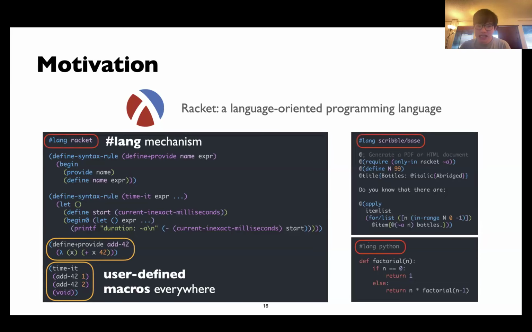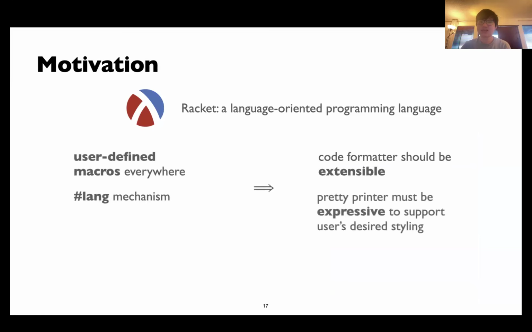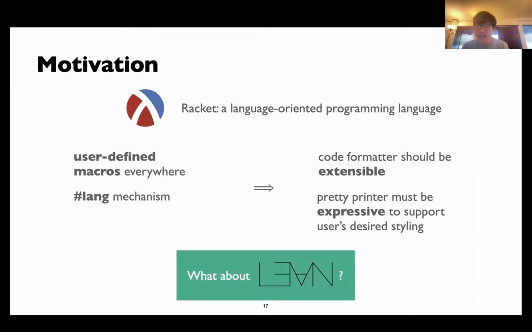There's also something called the hash-lang mechanism, which allows you to switch the surface syntax of the program. Again, you can create an arbitrary hash-lang with whatever surface syntax you want. So again, there are no predefined styles. What this means then is that the code formatter for Racket should be extensible. In particular, it means that the pretty printer must be expressive enough to support all these different styles that we may not anticipate. And so one question that might be worth thinking about is, what about Lean? Because Lean also has user-defined macros and a hash-lang mechanism as well.